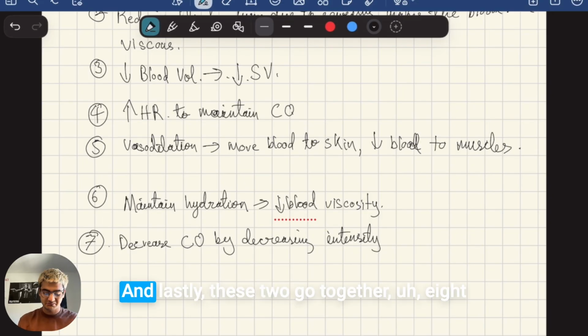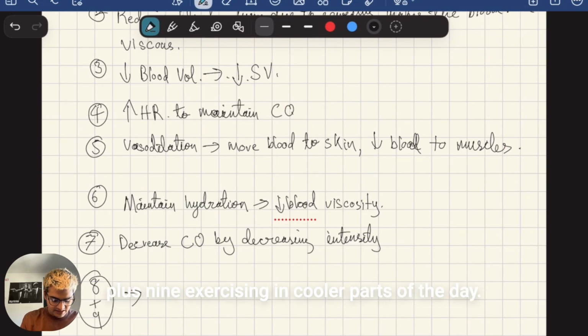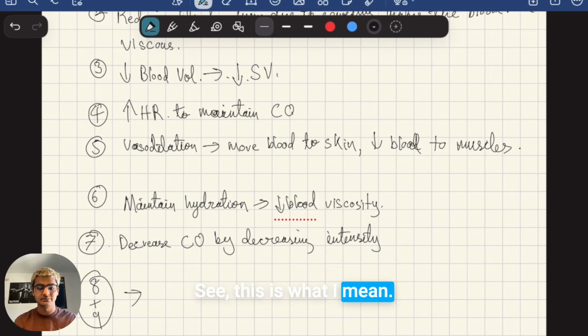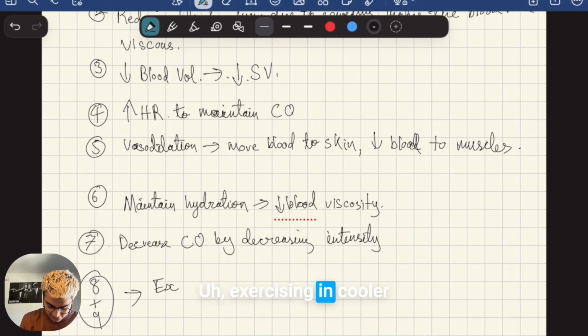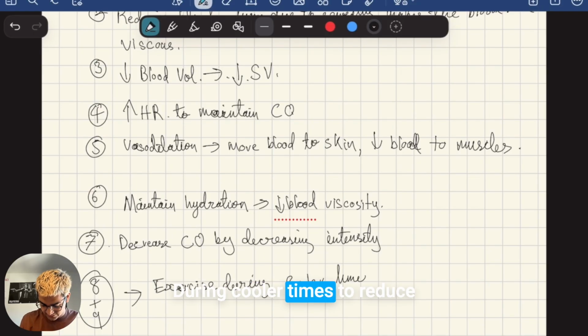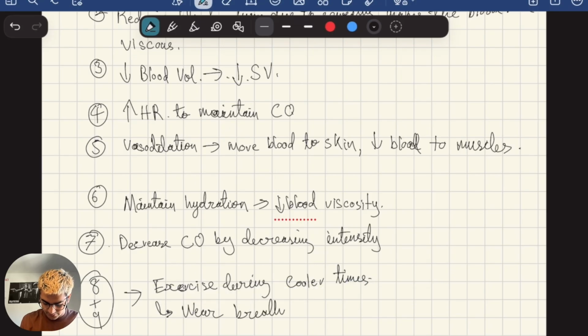All right. And lastly, these two go together. 8 plus 9. Exercising in cooler parts of the day. See, this is what I mean. It's logic, it's common sense, but you have to think about stuff like this. Exercising during cooler times to reduce sweating, and also wear breathable clothing. You're not going to be running a marathon in your jeans, are you?